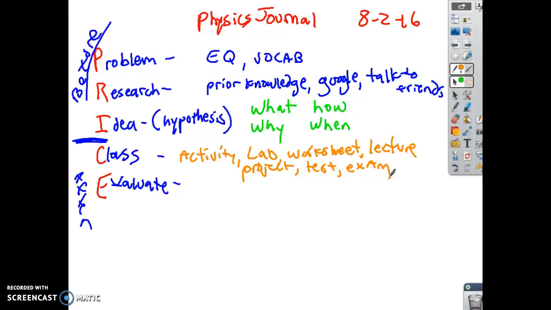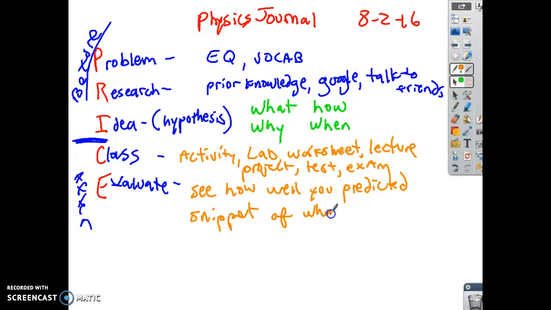How what we did applied to the idea. Just as long as you write down the name of that, for right now it'll be good. And then you're going to evaluate your hypothesis. You're going to see how well you predicted. Basically, you're just going to say, yes, I was right, no, I wasn't right. And then you're going to write down a little snippet of what you learned, and we'll talk about that in just a little bit.